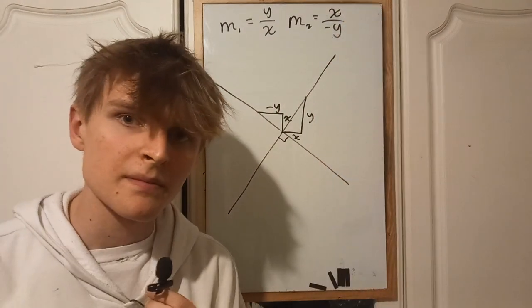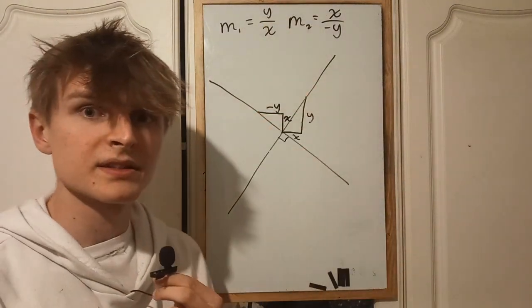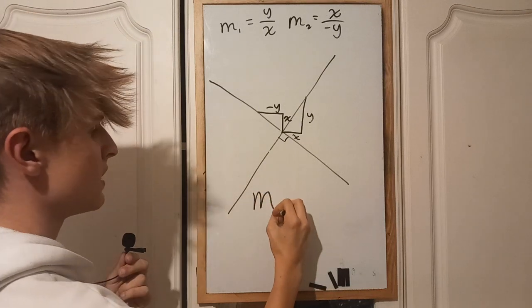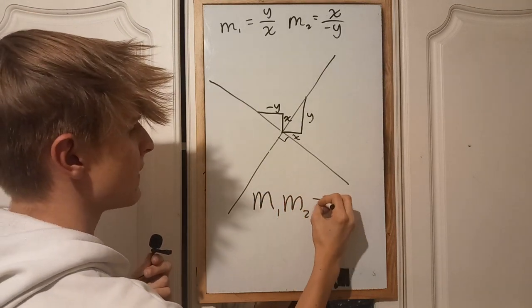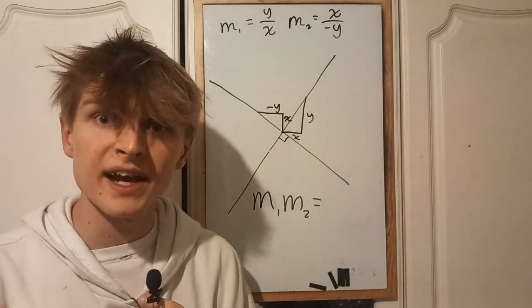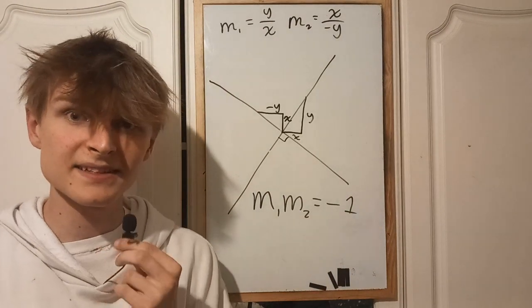But look what happens here. Now let's see what happens when we multiply these two. I mean, they're basically flipped versions of each other. So if we multiply them, m1 times m2 will equal y over x times x over negative y. That will cancel all the way down to negative 1. Now look at that. Isn't that amazing?